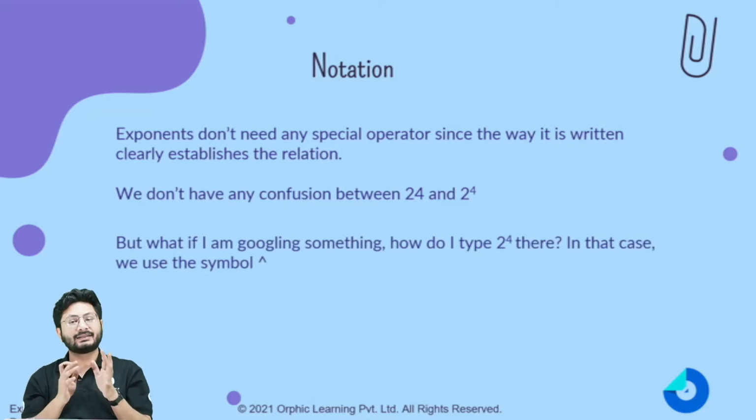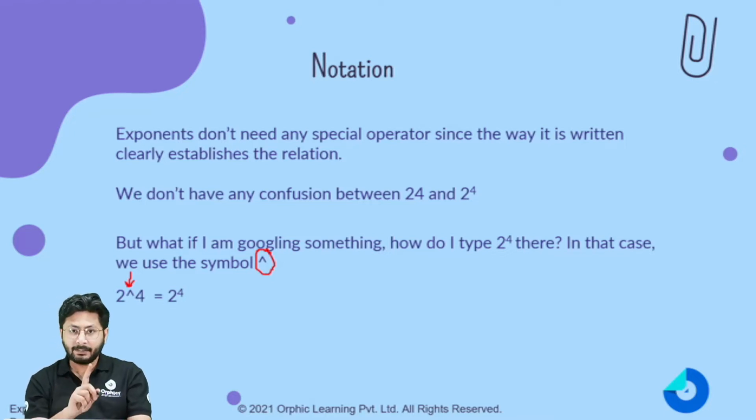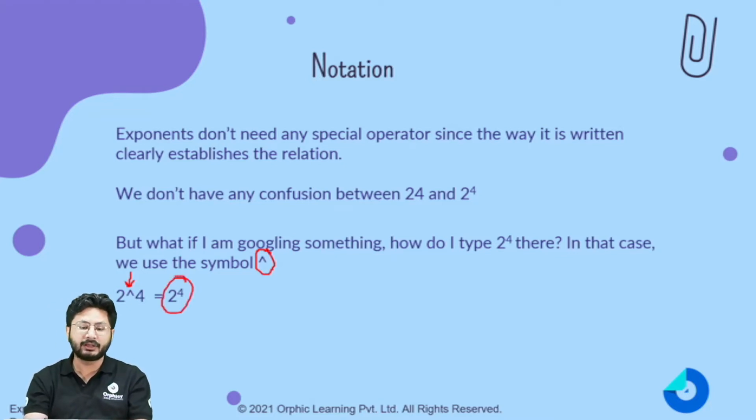Now, but there is a problem. What if I'm Googling something and I want to write 2 to the power 4? Google doesn't know which one is the superscript and which one is the base, right? So there we can use a special sign or symbol, which is this one. I'll write this as 2, this operator, 4. It means that the number after the operator should be the power or the exponent, and the number before the operator should be the base. So it will be read as 2 to the power 4.